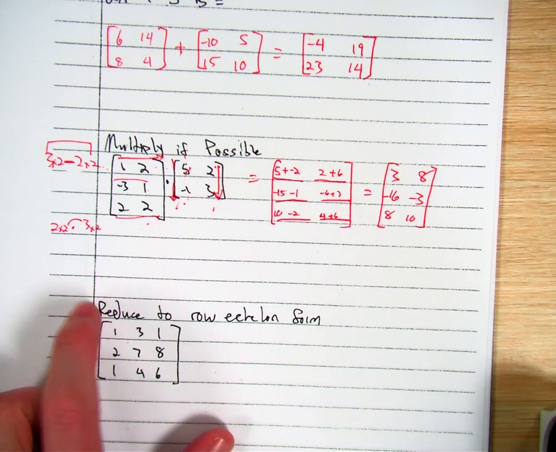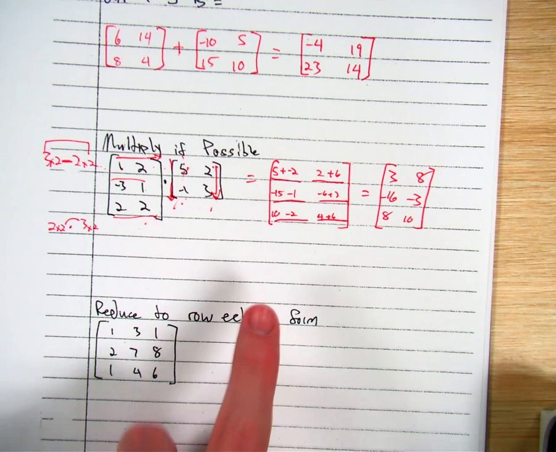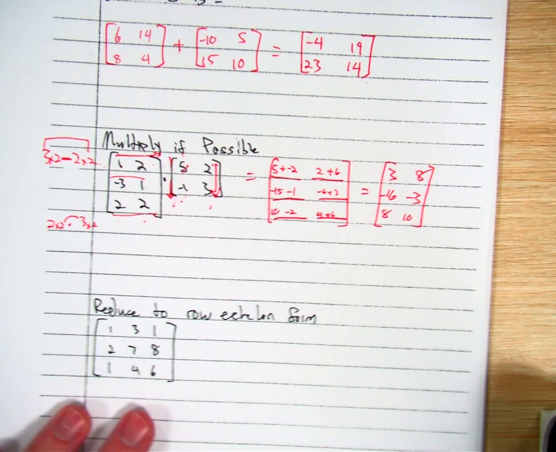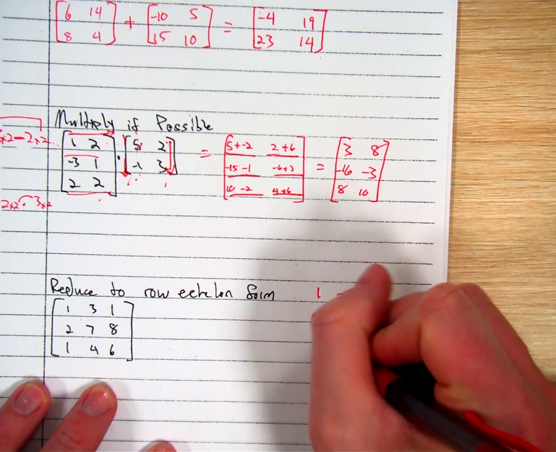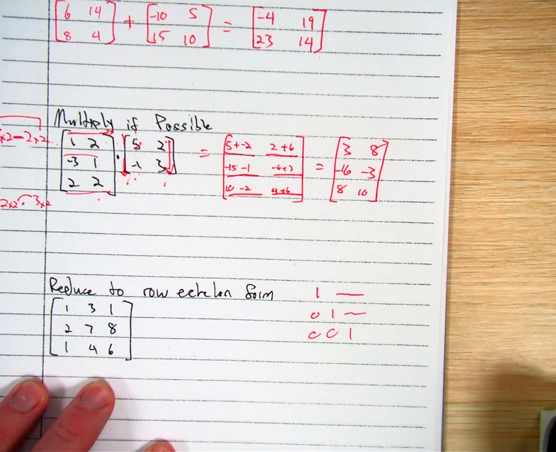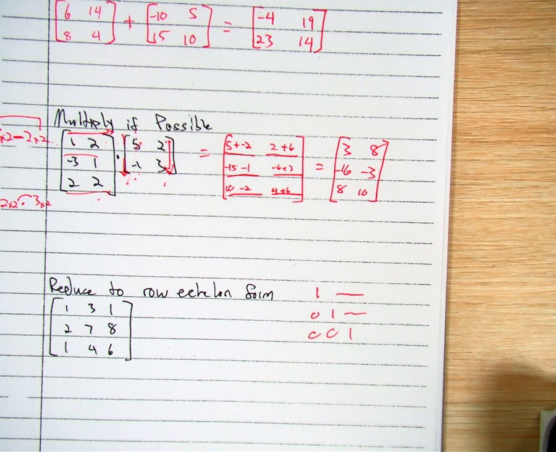Okay, reduce this to row echelon form. That means we want it to look like 1, blah, blah, blah, 0, 1, blah, blah, blah, 0, 0, 1. Okay? Or if there's any rows of all zeros, that needs to be moved to the bottom.